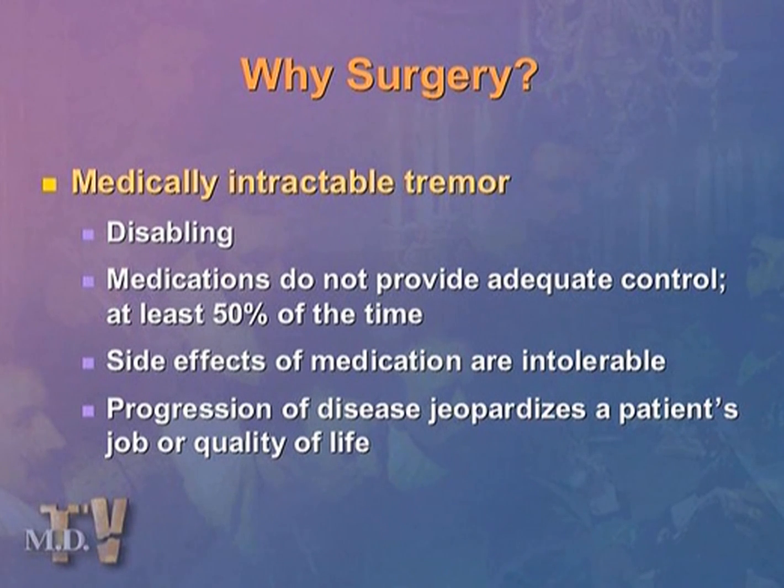Most people only get about a 50 to 60% improvement in their symptoms, and not all patients really improve. Also, these medicines have side effects, and sometimes they're very intolerable. So we'll think about surgery. Now, the progression of the disease really can jeopardize a patient's quality of life, so surgery is considered. So what are the surgical procedures and options?